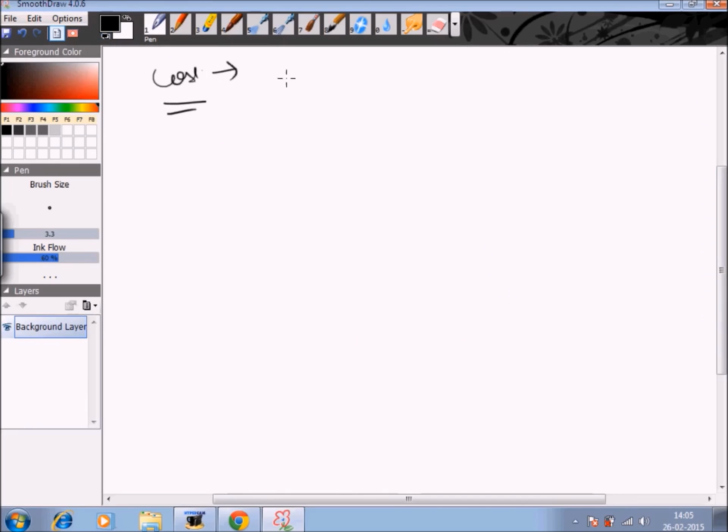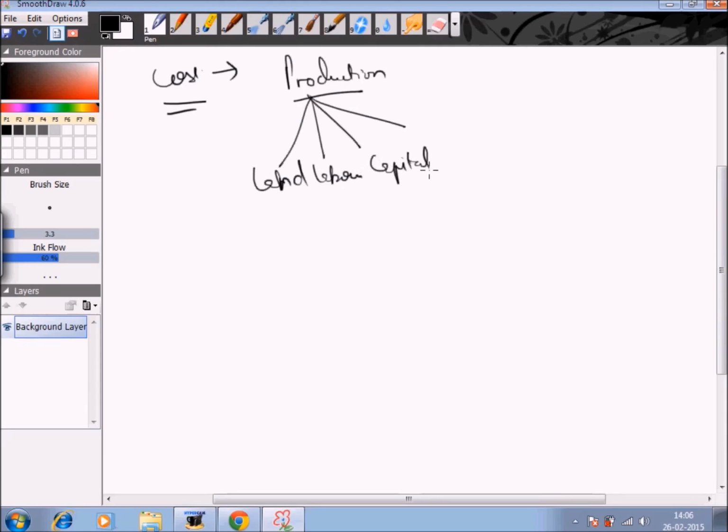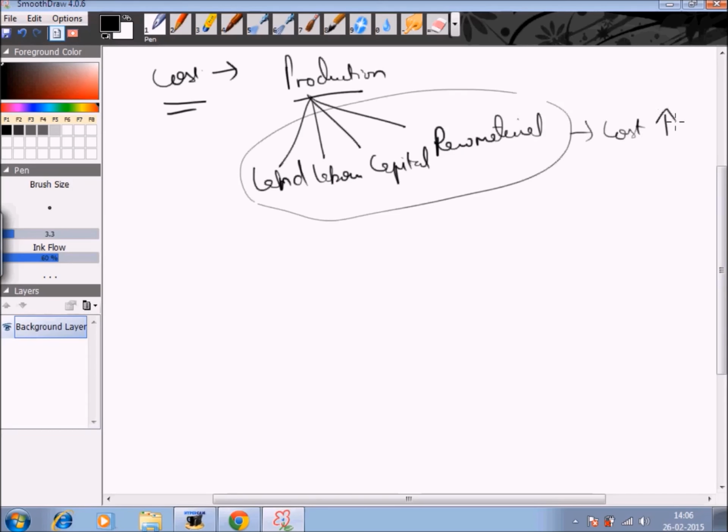Suppose I have to increase my production. So I have to employ more resources, that is, I have to spend on land, labor, capital, then raw material, and which will increase my cost. So I have to decide a point up till what I should increase upon my resources so that my output is also increased but my per unit cost decreases.